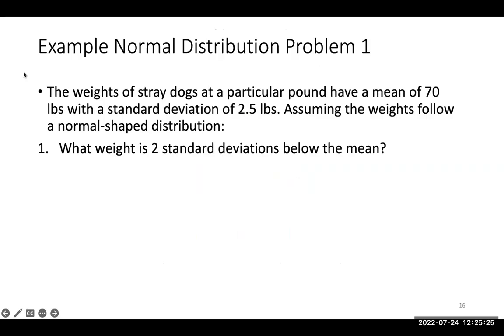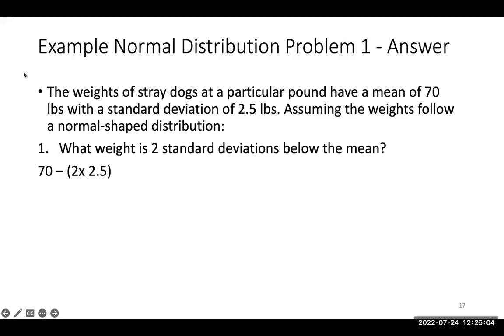The weights of stray dogs at a particular pound have a mean of 70 pounds with a standard deviation of 2.5 pounds. Assuming the weights follow a normal shaped distribution, what weight is 2 standard deviations below the mean? My recommendation when you get these problems is to draw a quick graph. Right in the middle, the mean is 70. Then right away, mark off the values of 1, 2, and 3 standard deviations below the mean, and then 1, 2, and 3 standard deviations above the mean. And that will really help you solve the problems.